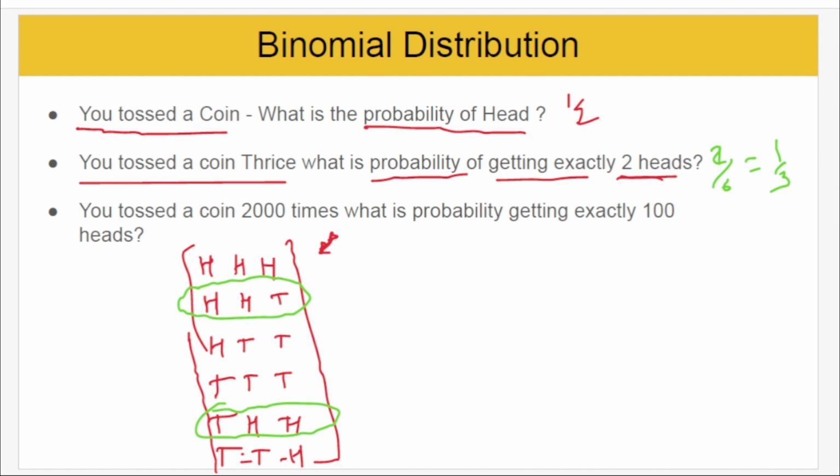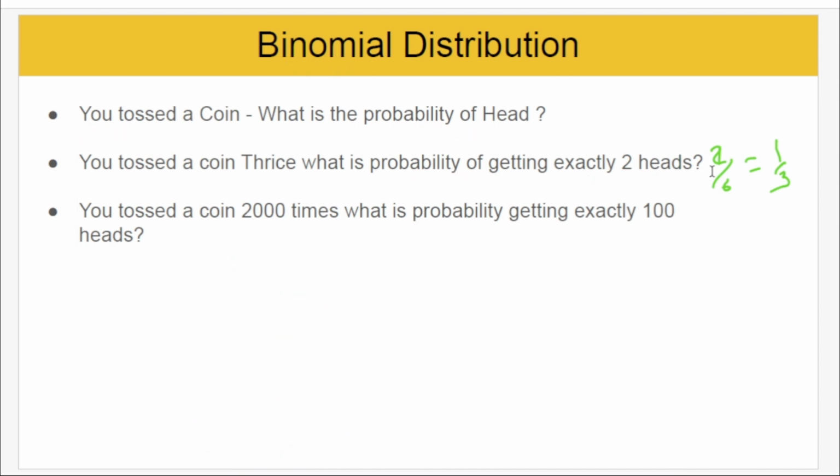Now I have another problem for you. I don't have the solution, that's why I'm asking you. What is the probability if I toss a coin 2000 times of getting exactly 100 heads? Can you calculate this? I am searching for the formula. No need to search for the formula. See how the binomial distribution came about.